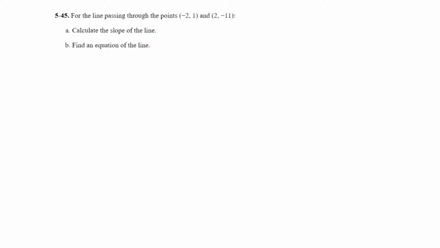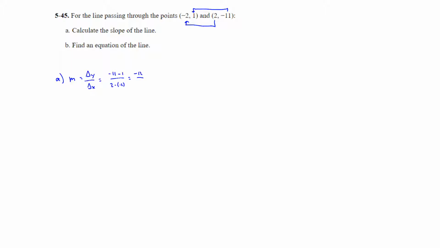Question 45. For the line passing through the points, negative 2, 1, and 2, negative 11, calculate the slope of the line. So we are finding the slope. The slope represents the change of y over the change of x, so delta y over delta x. We're going to take the difference of the points, negative 11 minus 1, that's your y. And then for the change of x, we will go 2 minus negative 2.